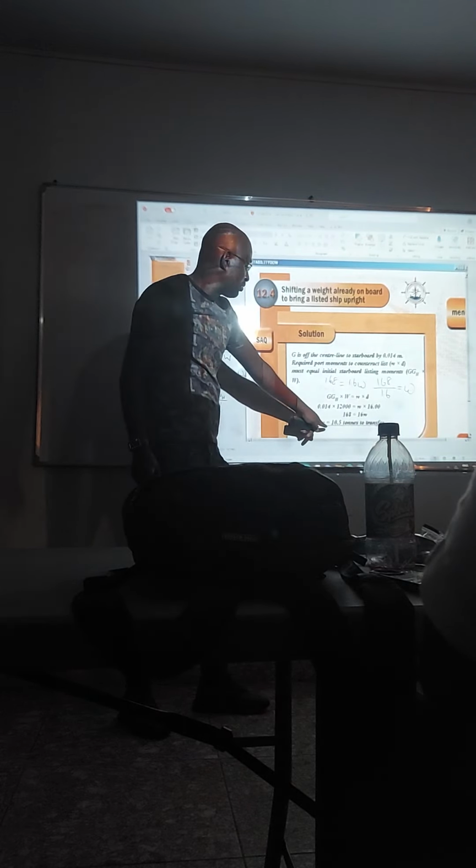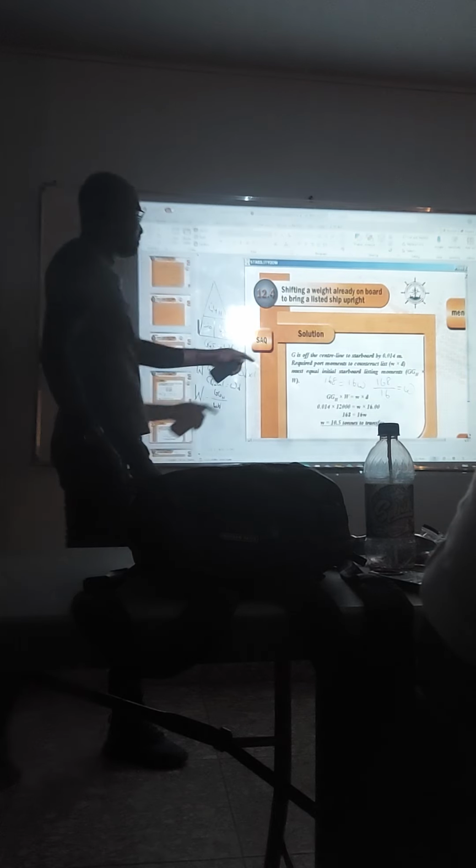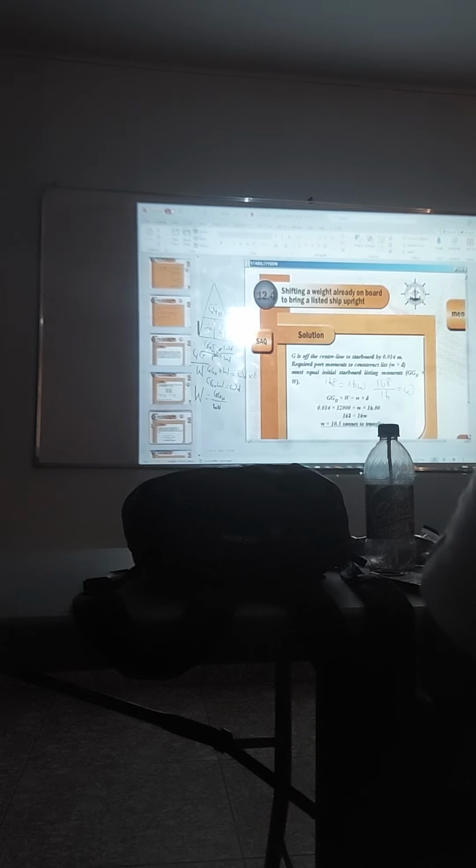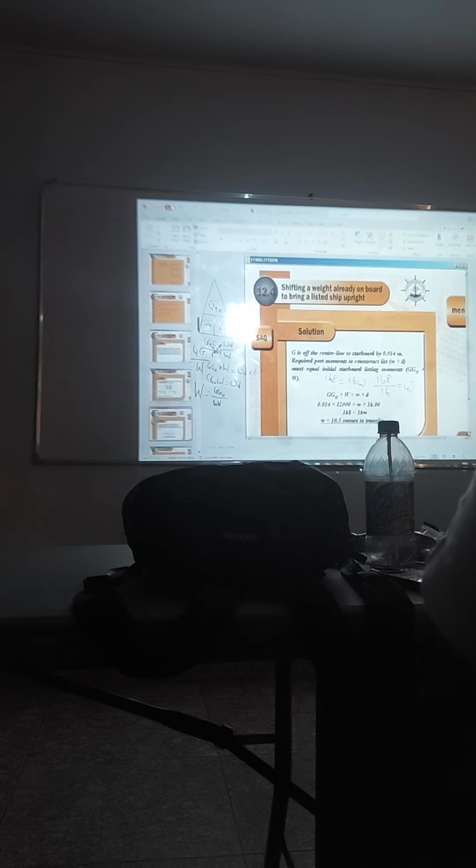So what we need to do is that 10.5 tons needs to be transferred for the ship now to return, or to cancel that 2 degree list, and return to the upright.